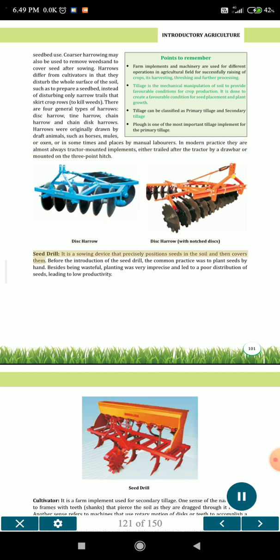Seed drill. It is a sowing device that precisely positions seeds in the soil and then covers them. Before the introduction of the seed drill, the common practice was to plant seeds by hand.